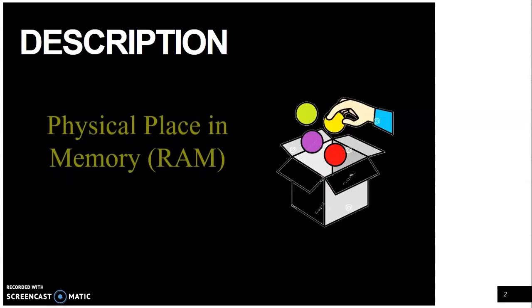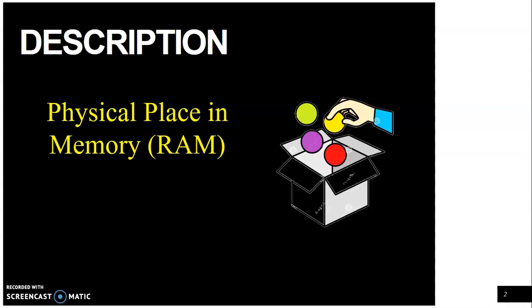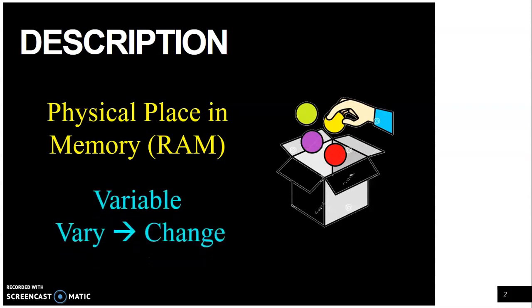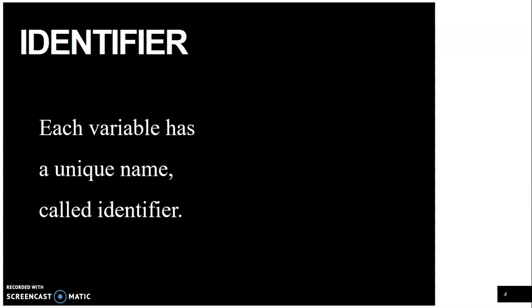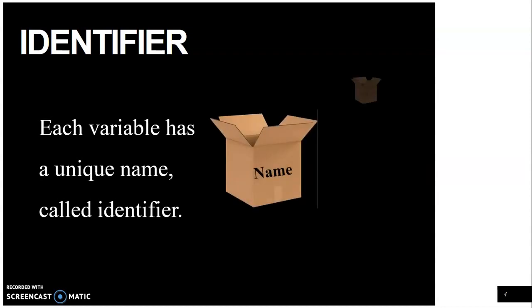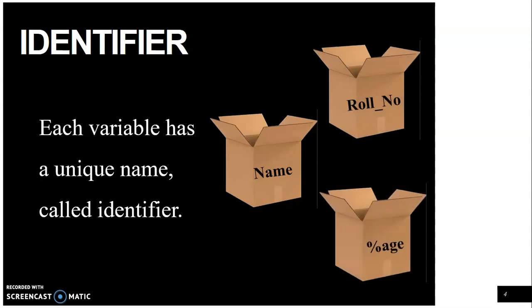So, a variable is just like a container in the memory, RAM, which can have different values according to your choice. Whenever you want to change, you can change the value of a variable. By definition, a variable is a named memory location. Variables hold a value that can be modified, we can change it, and reuse it many times during the program execution. Each variable has a unique name called an identifier. For example, name, roll number, percentage.